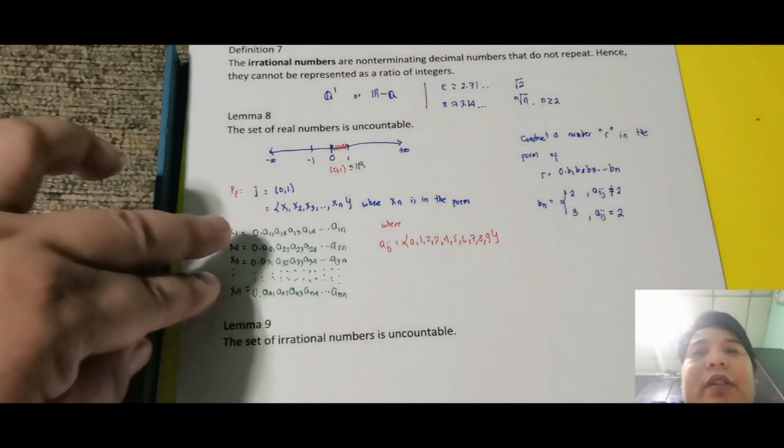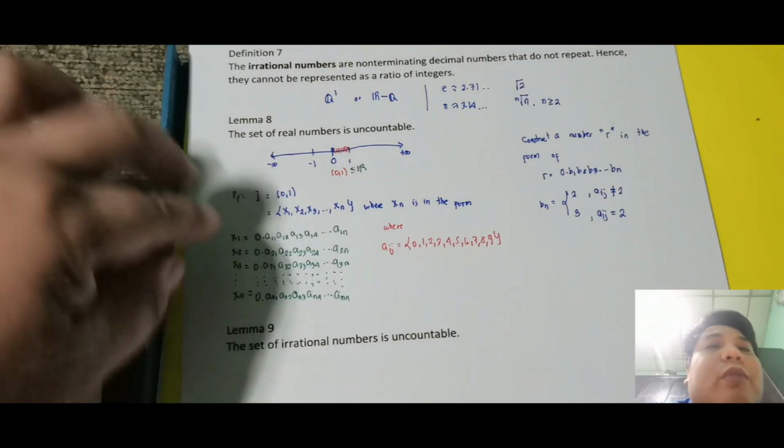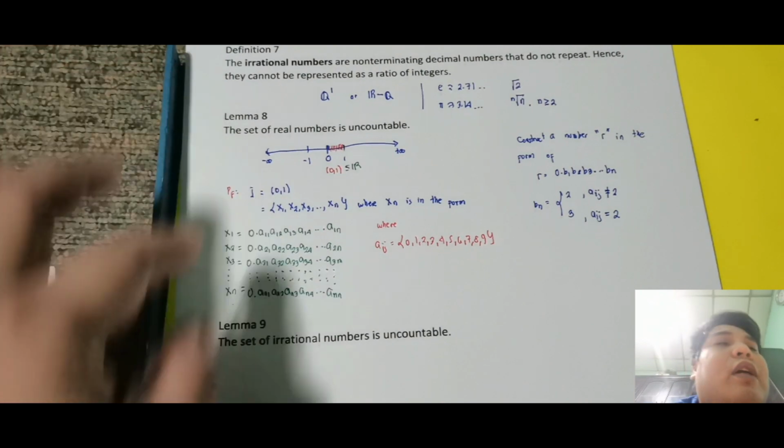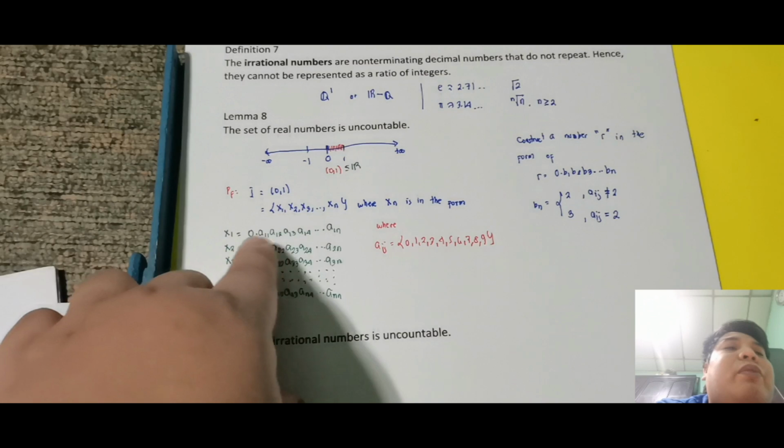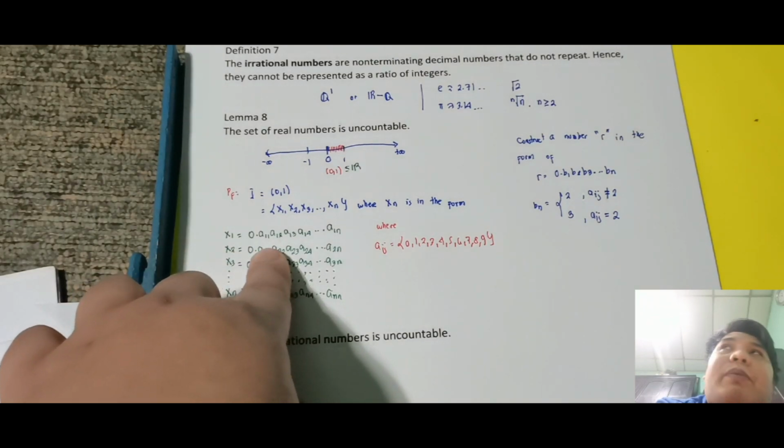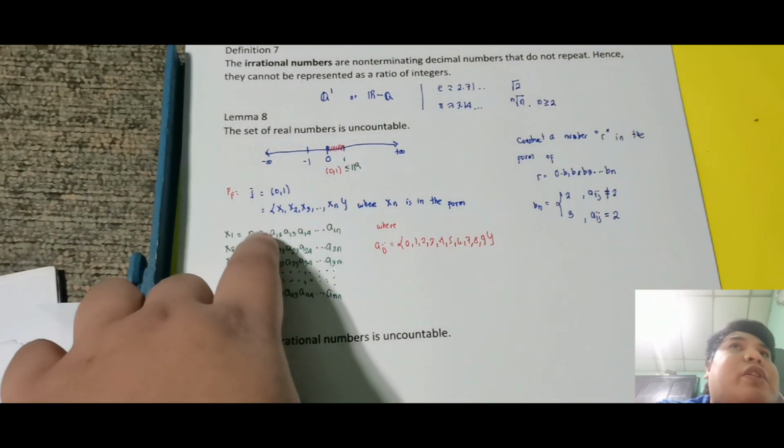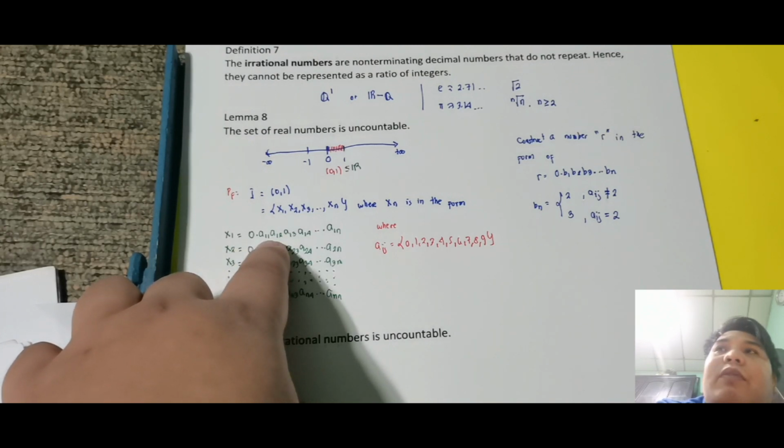Imagine, each time I take two elements here. I take two elements here. For example, 0.2, 0.3 and 0.4.